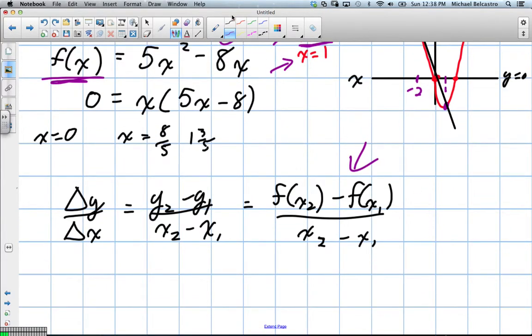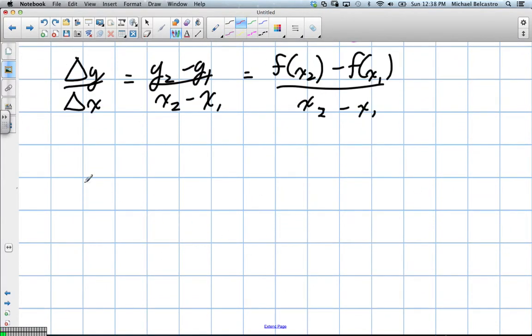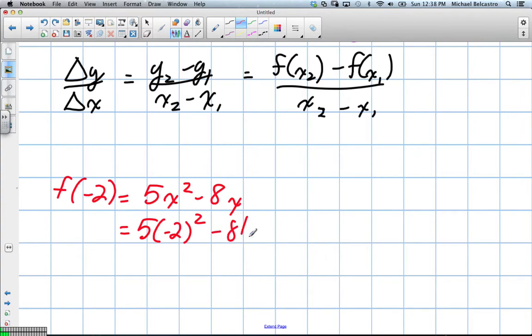So let's do that quickly. The first one, we'll do f at -2. Formula is 5x squared minus 8x. Perfect. So replace the x's with -2. 5 times -2 squared minus 8 times -2. -2 squared is going to give us 4, times 5 is 20. Minus 8 times -2 is plus 16. It's 36. So one of the coordinates is at -2 and 36.